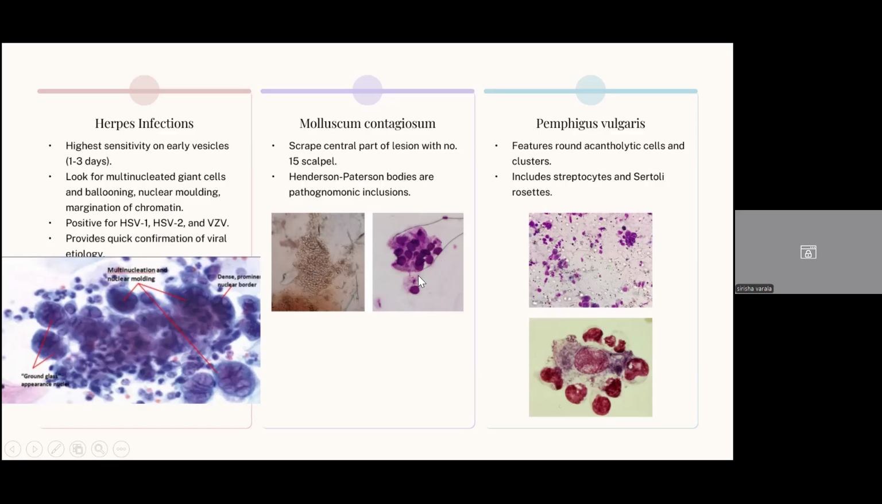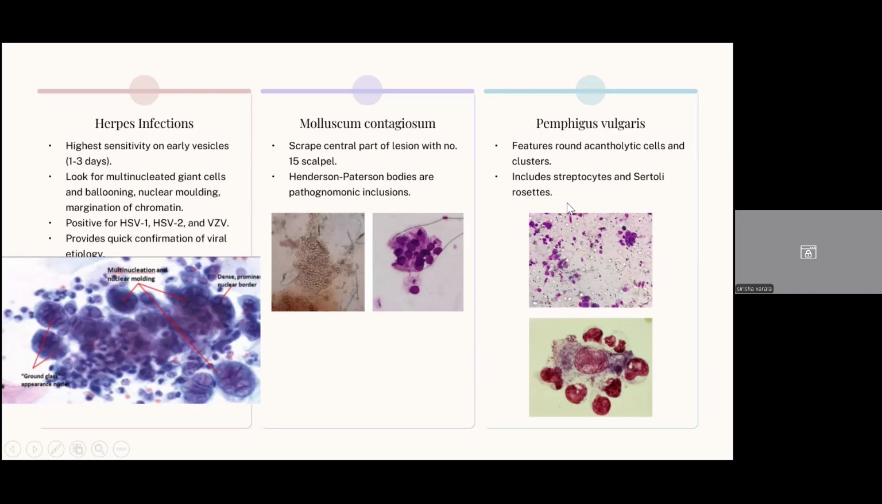And another important condition, autoimmune blistering disorders, pemphigus vulgaris. So we all know, we can see nice, beautiful acantholytic cells. An acantholytic cell is a huge keratinocyte where the nucleus is very big and pushing the cytoplasm to the periphery, forming a rim. And these acantholytic cells form clusters here and there, which is very classical of pemphigus.